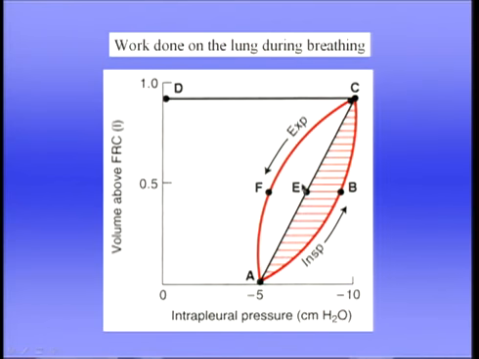Now you can see that this work falls within the trapezoid here, and so no external work is needed for expiration under normal conditions. The work done overcoming the resistance of the airways is provided by the elastic recoil pressure of the lung.